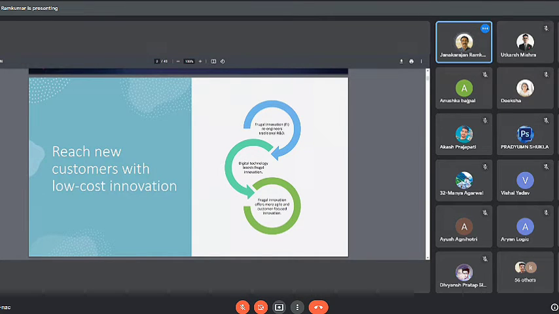Frugal innovation is re-engineering traditional R&D. Digital technologies today are boosting frugal innovation. Frugal innovation offers more agile and customer-focused innovation.